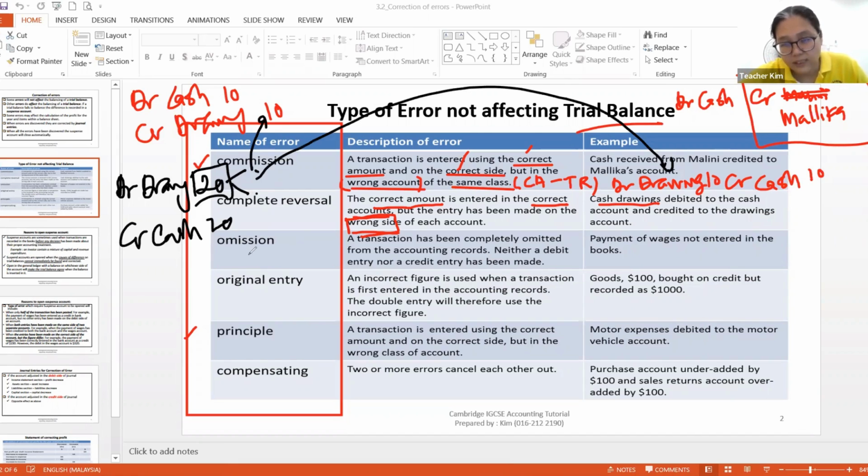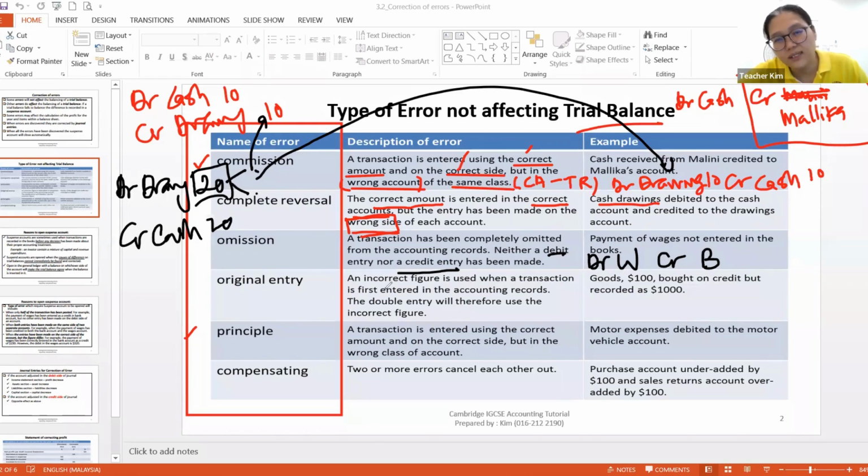Okay, next, move on. If anything is not sure or not clear, you stop me and let me know, put it into the chat, or you can talk. Okay. Now, omission. Omission means you totally forget. Totally no recording. There is no debit, no credit at all. When you have an omission, you just need to put back the double entry. For example, like here, payment of wages not entered in the book. In this case, we put back the recording. We just debit the wages and credit the bank. So complete the double entry for the omission.